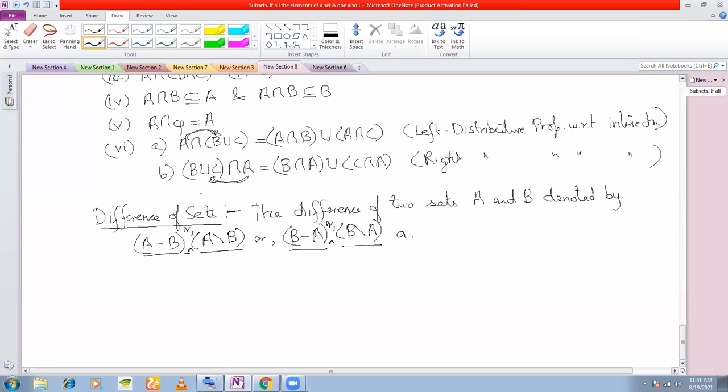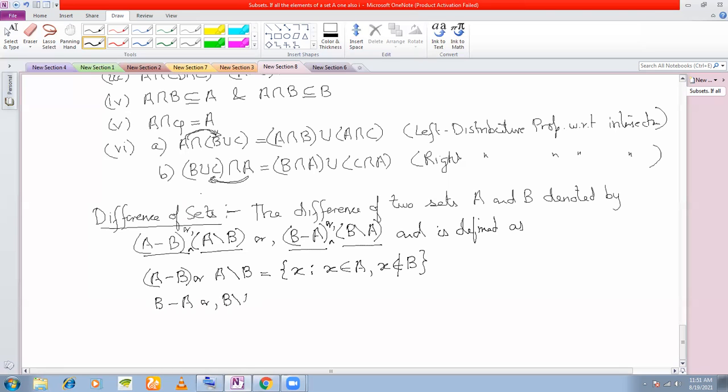And it is defined as A minus B, or A forward slash B, is equal to the set of X such that X belongs to A and X does not belong to B. Or if you're writing B minus A, or B forward slash A, then this is defined as X such that X belongs to B and X does not belong to A. You can write an and, or give a comma. Comma actually means and. So this is the definition.